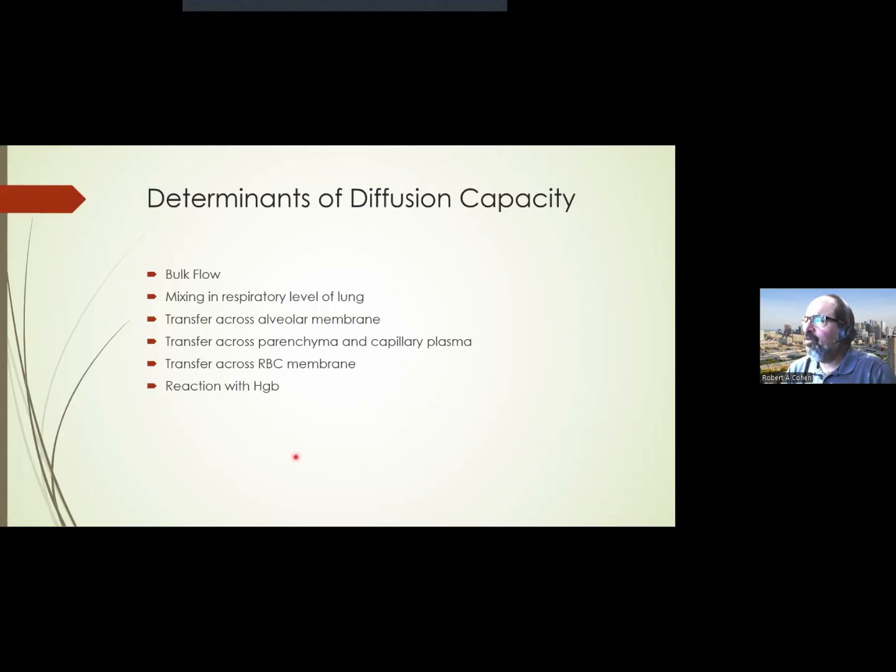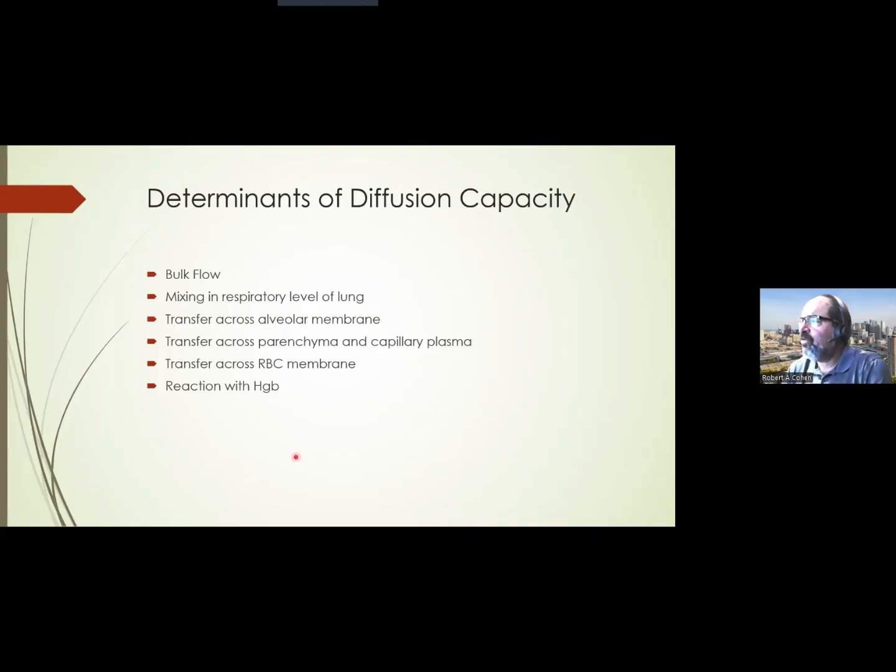The first thing we have to do is get a test gas that contains carbon monoxide, and it has to travel through the large airways and the small airways. It has to be mixed in the respiratory bronchioles and the gas exchanging surface of the lung. And then the gas has to transfer across the alveolar membrane. If the alveolar membrane is damaged, thickened, or scarred, or if these units are gone, then the diffusion capacity will be reduced.